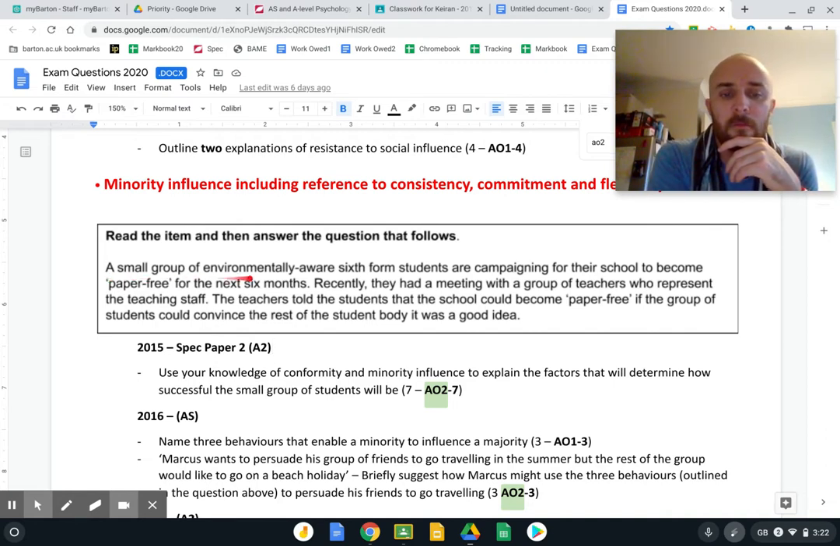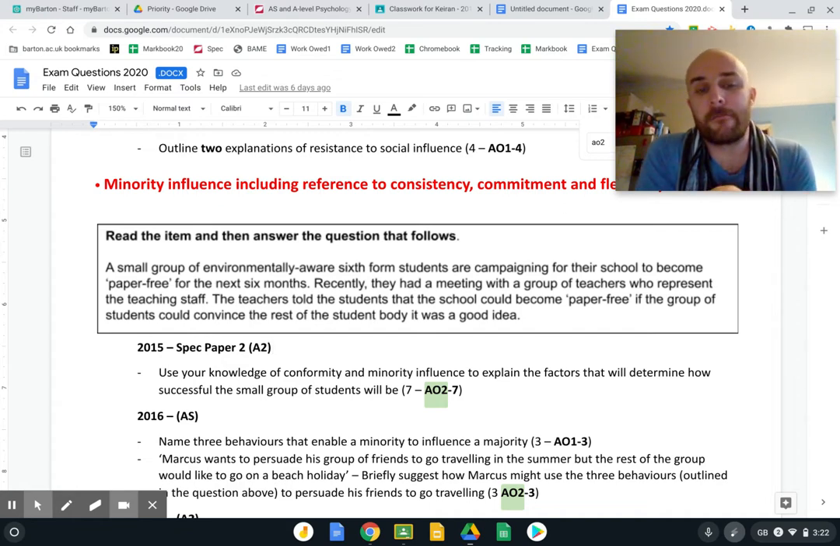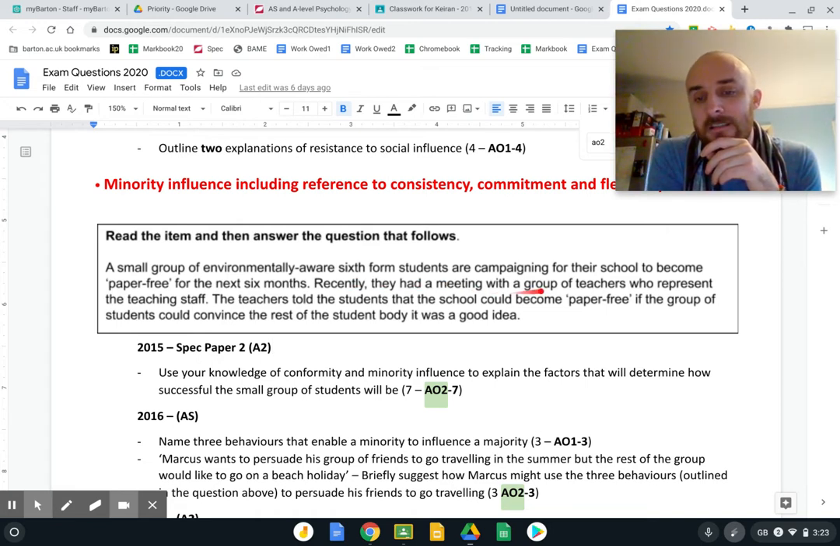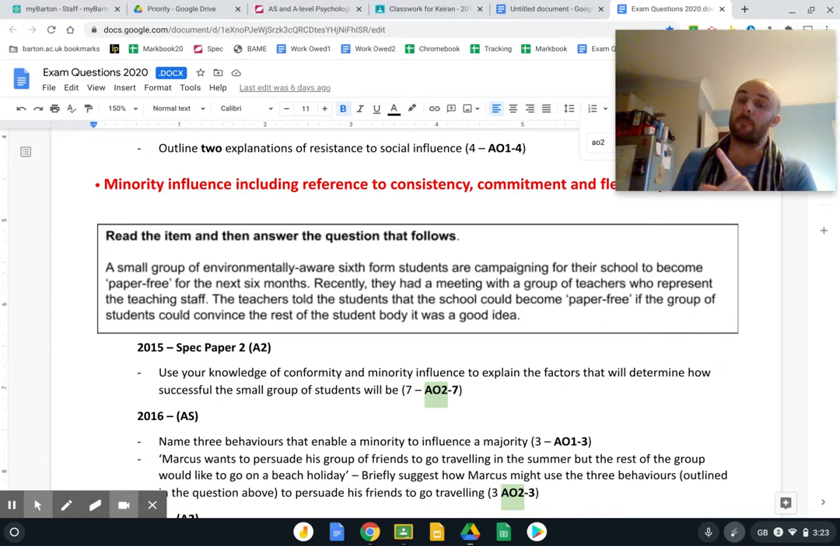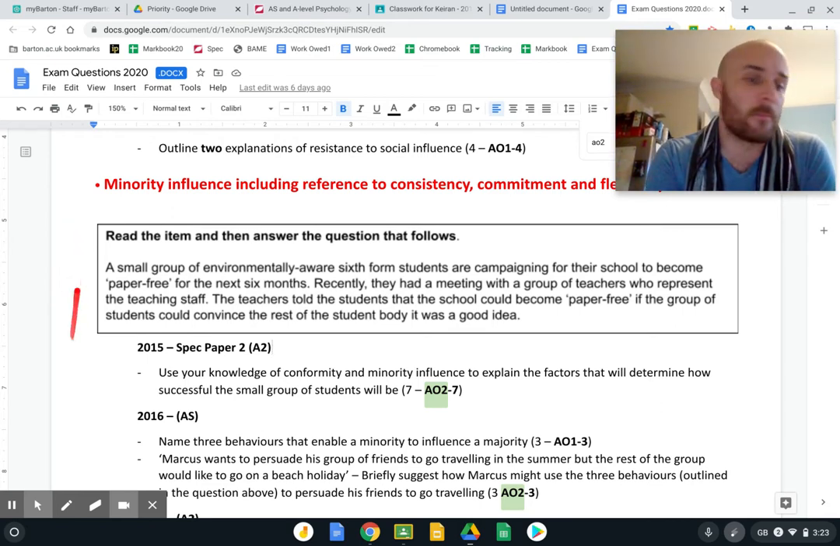So a small group of environmentally aware sixth form students, so you guys who care about the environment, are campaigning for their school to become paper free for the next 6 months. And this is in the context of minority influence, by the way. Recently, they had a meeting with a group of teachers who represent the teaching staff, and the teachers told the students that the school could become paper free if the group convinced the rest of the student body it was a good idea. And the question in this case, this is your stem.